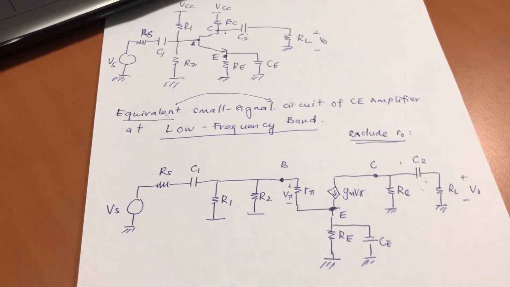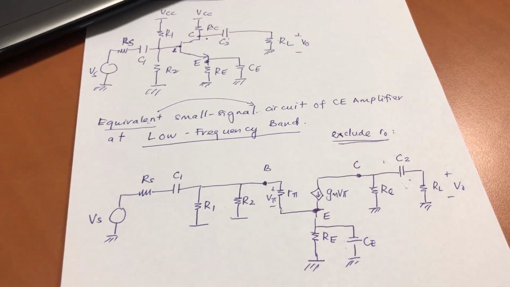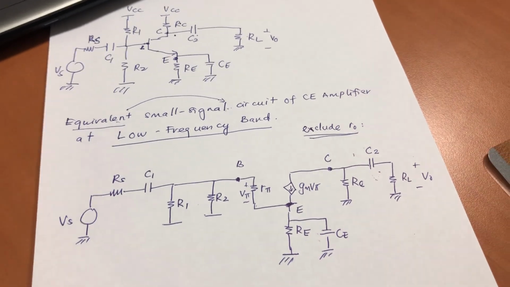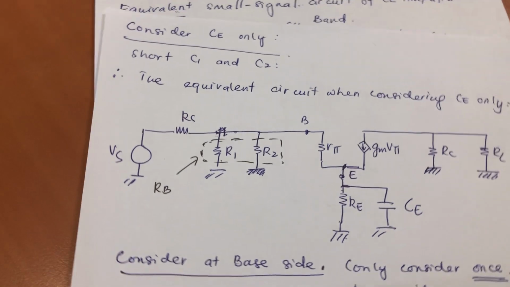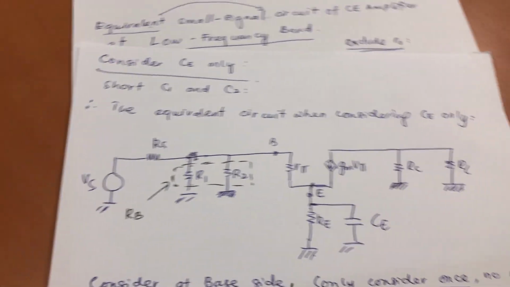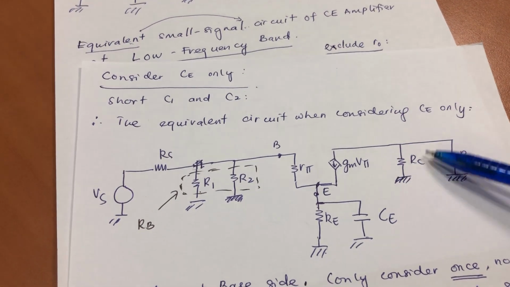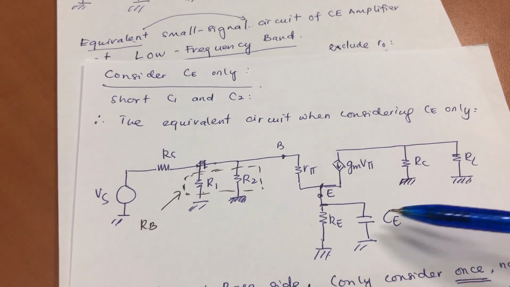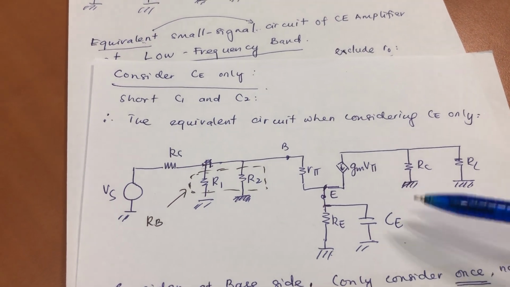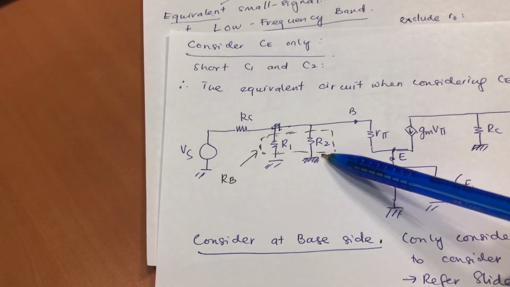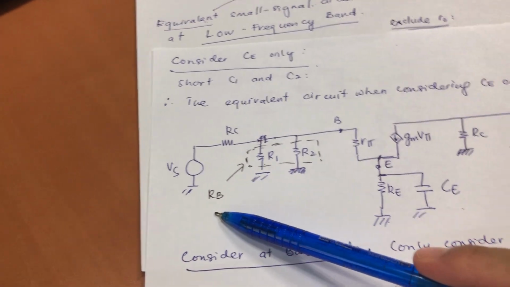So let's look at how the circuit will look now. You can refer to the slide if you want to, but we're going to do it this way. So now this is the circuit. C1 and C2 are shorted, so we will have CE here. We can group R1 and R2 because they're in parallel, and you can call this RB.